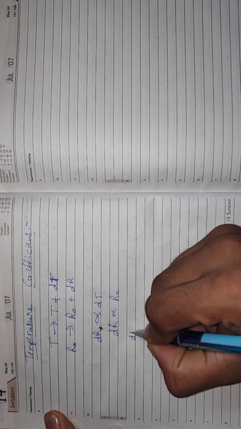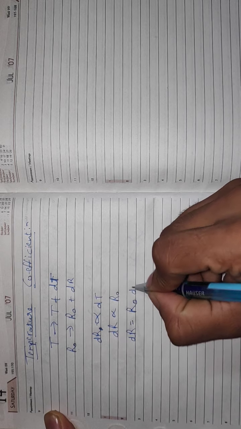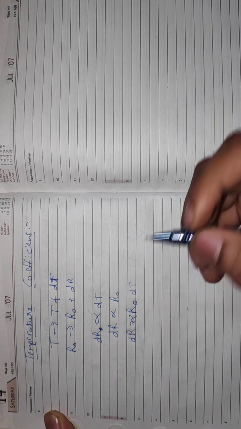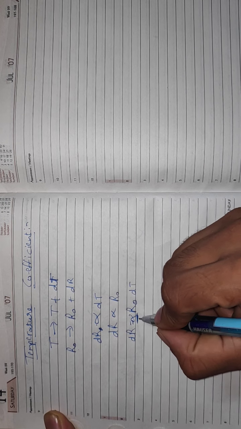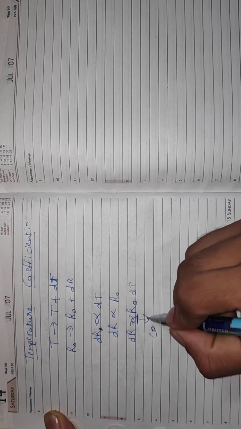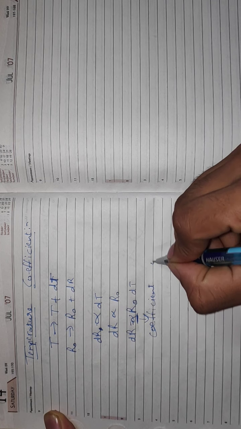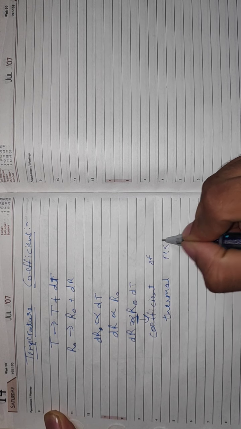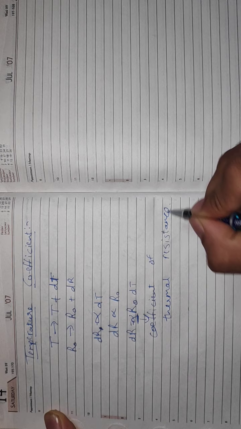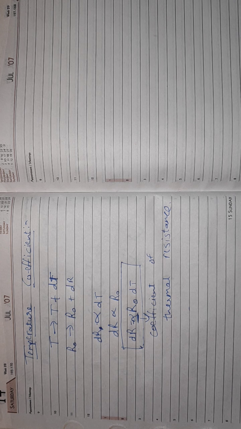So if I want to write this, dR is equal to alpha R0 dt. What is this alpha? Alpha is the constant of proportionality. You can call it the coefficient of thermal resistance. This is one of the formulas for finding the change in resistance with respect to temperature.